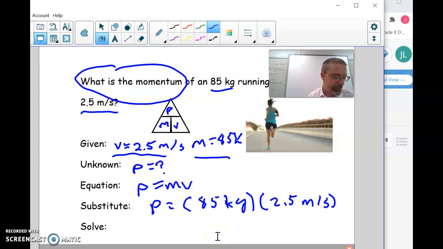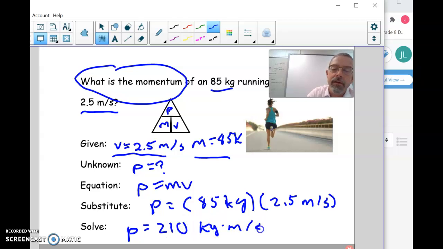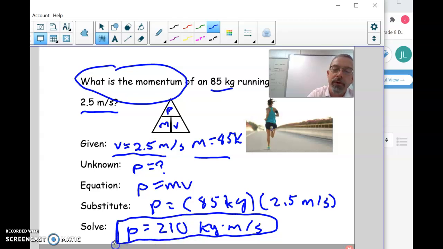And when I solve that, I'm going to get the fact that momentum equals, and I'm going to round this to the right number of sig figs here, 210 kilogram meters per second. There's my answer. Box it up, ship it out. I just solved this problem. That is the momentum of the runner. If I had a runner that had twice as much mass, it could run at half the speed and still have the same amount of momentum. That's the way this works.